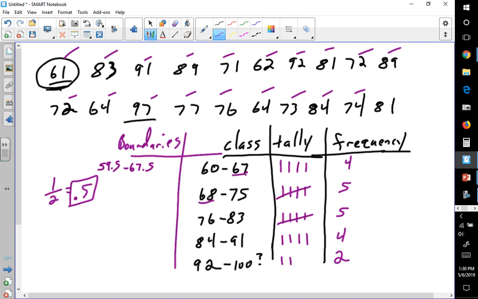For the next one, we would take a half away from the lower limit. So 68 go down a half. That would get us to 67.5. For the upper one, we would go up 0.5. For the next one, go down 0.5 at the bottom. For the top one, go up 0.5. And we would do that for each of these.